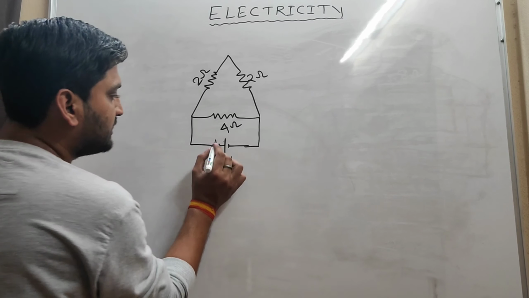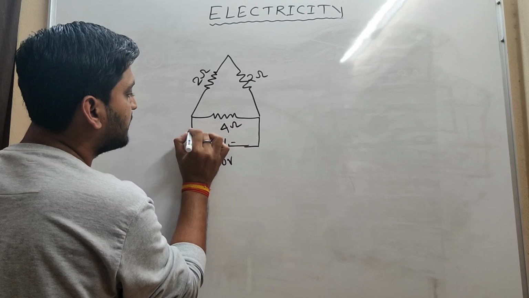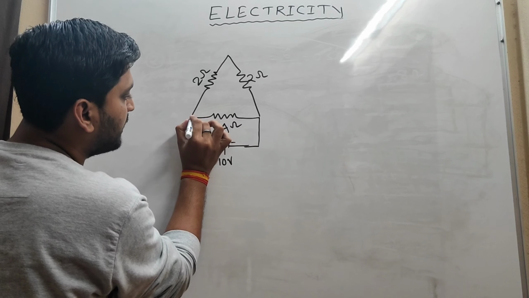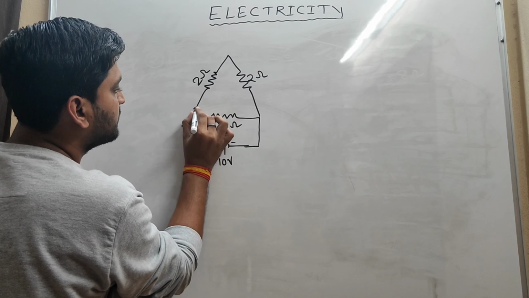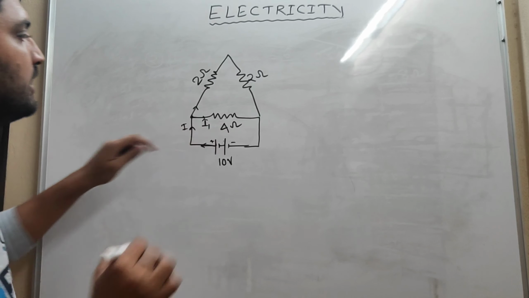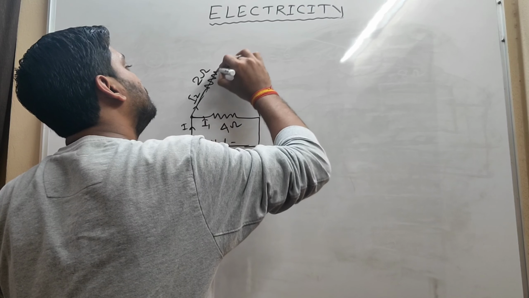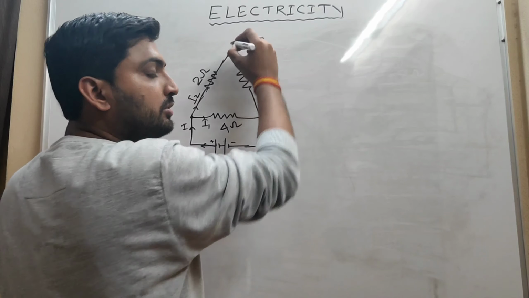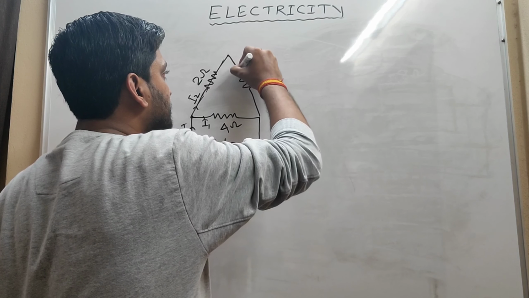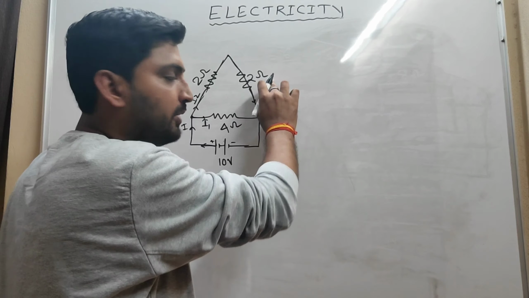So current will start from here, positive terminal is this. As it reaches here, there are two paths, one path is this, another path is this. Suppose a current I1 is flowing through this path and current I2 will flow through this path. The same current I2 will again flow through this 2 ohm, there is no other option, the same I2 current will flow through this 2 ohm resistance.